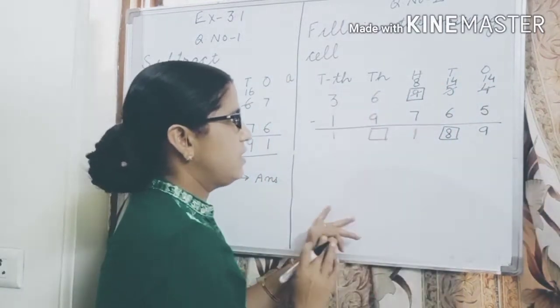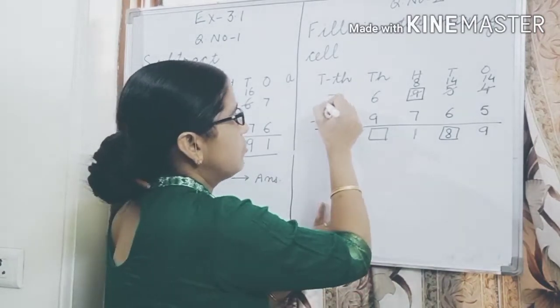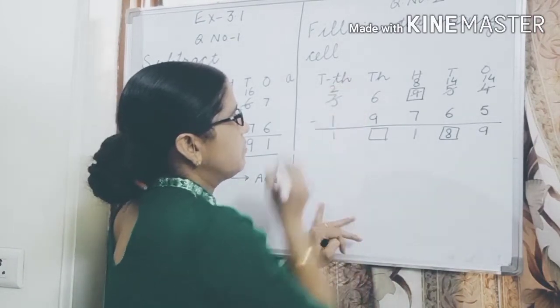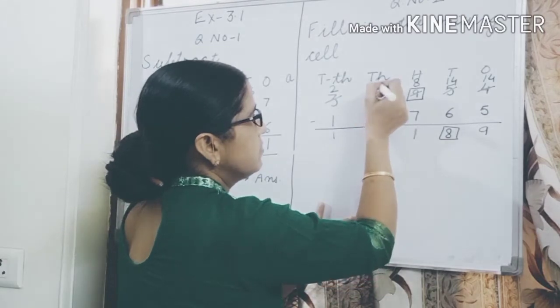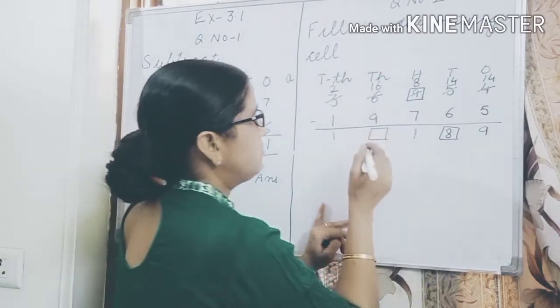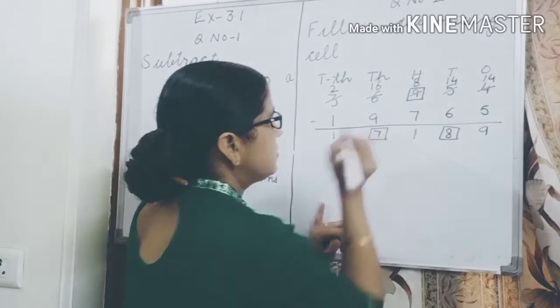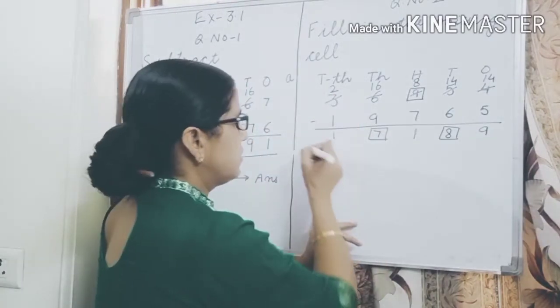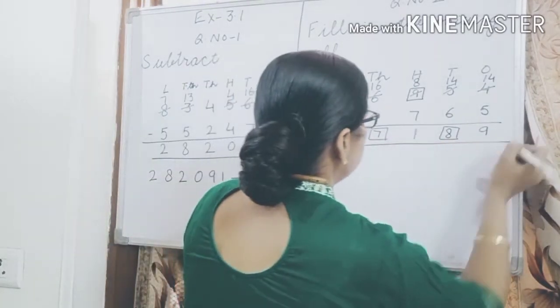Then you have to take a borrow from here. It will become 2 and it will become 16. 16 minus 9, 7. 2 minus 1, 1. Now this is complete. Did you understand?